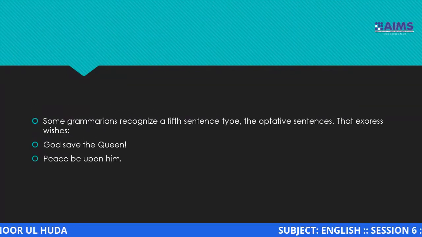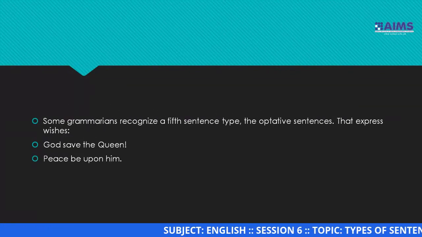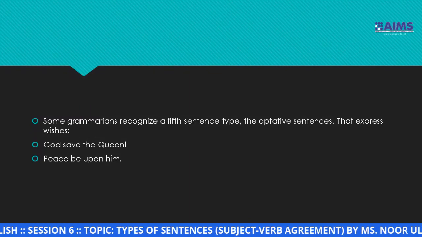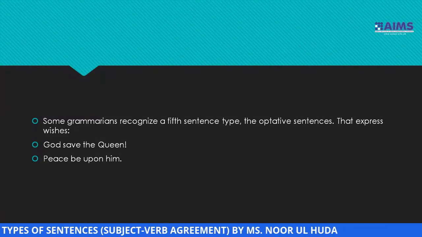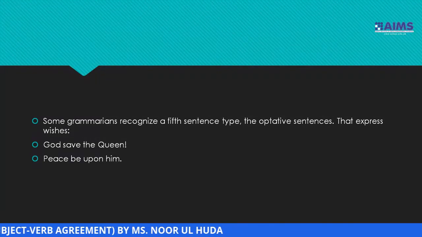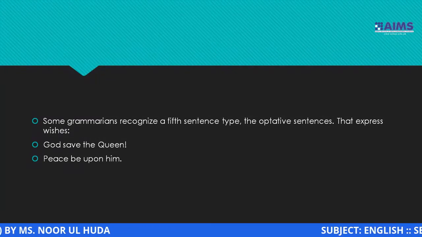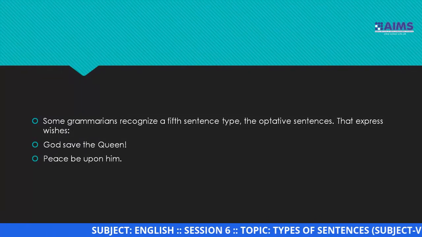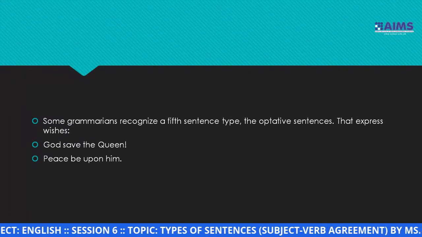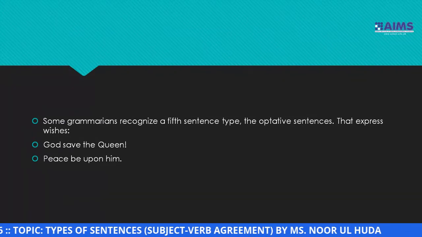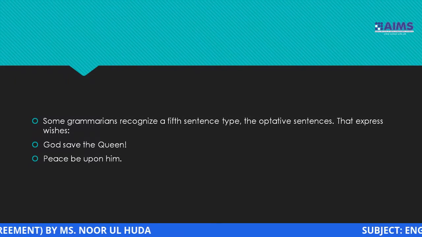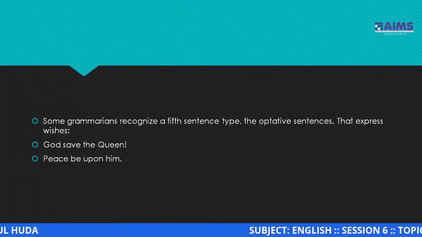Another way means some grammarians recognize a fifth sentence type. When you search about different types of sentences, you may encounter another type of sentence which is not mentioned among the four. That is the optative sentences. Optative sentences are the sentences which are used to express wishes.